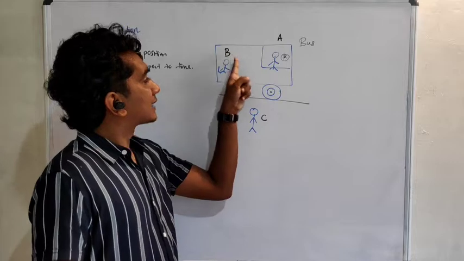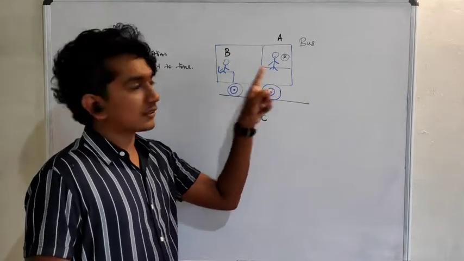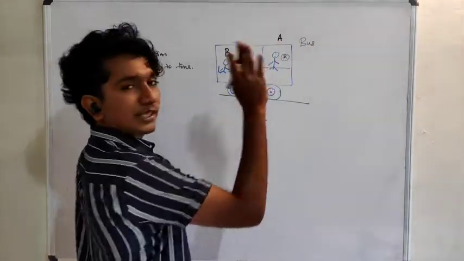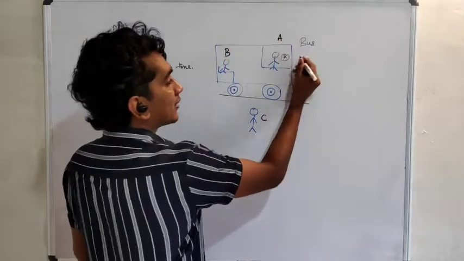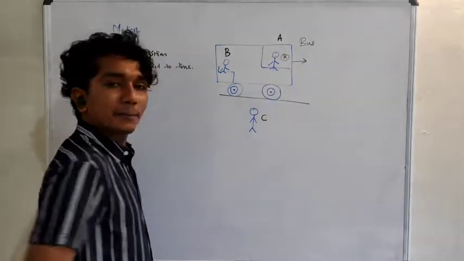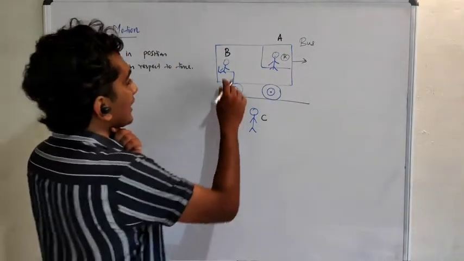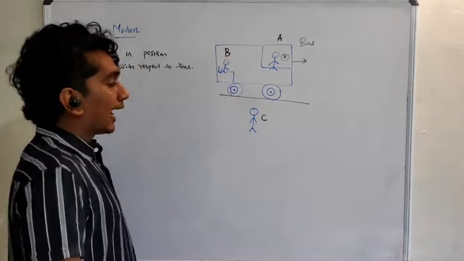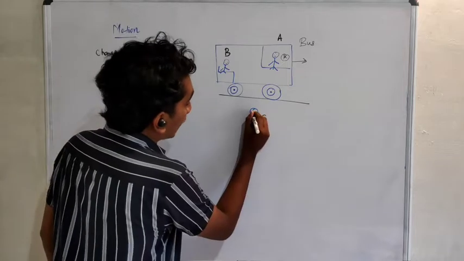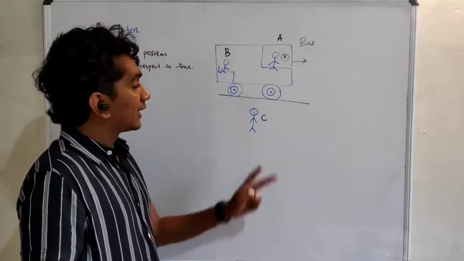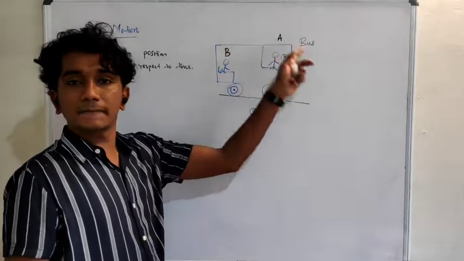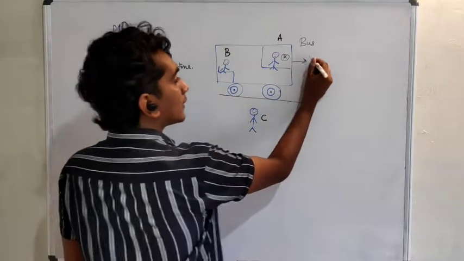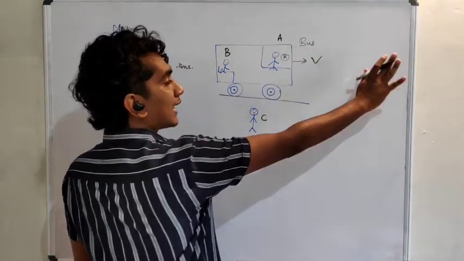So B is another guy who is sitting inside the bus. A is actually the driver. He is driving the bus, looking in that direction, and it's moving in that direction. B is sitting inside this bus. Another guy, C, is waiting outside for this bus. This bus is moving with some speed in that direction.